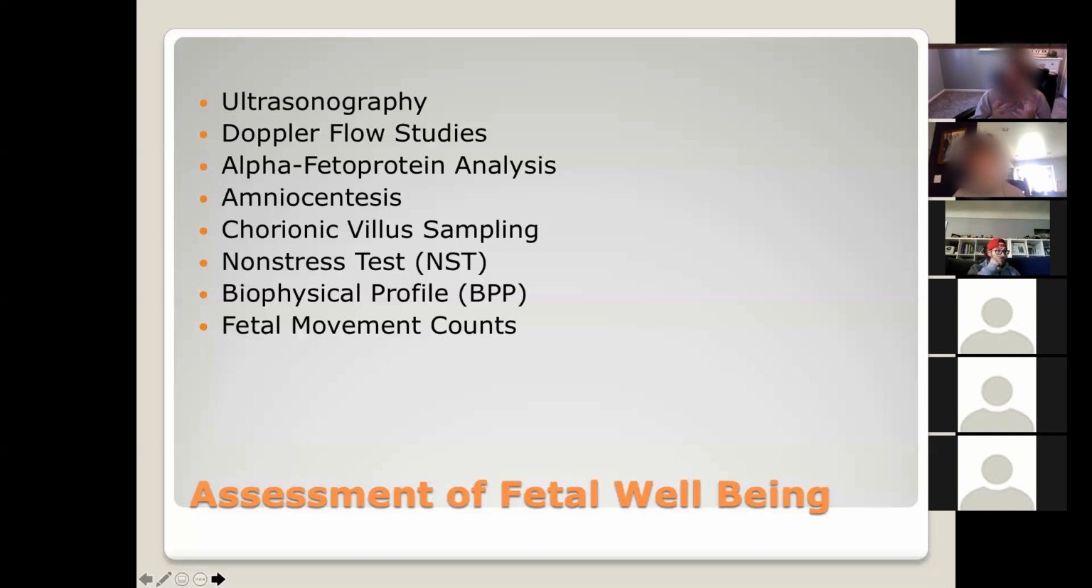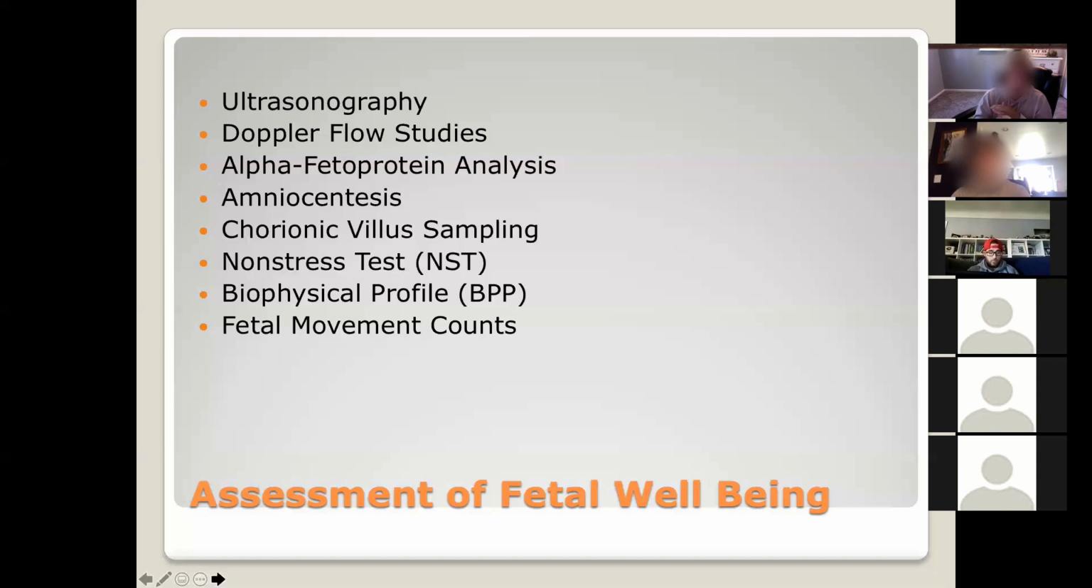If they score 8 to 10 on the BPP, that's a good sign, and we'll probably just continue to monitor. 10 is perfect, so we don't really need to do anything else. So that's a good sign. We don't need to deliver this mom right away. If they score less than that, then definitely we need to either do some further monitoring or possibly proceed to delivery, maybe a C-section and things like that, because this baby is not going to do better inside of mom.